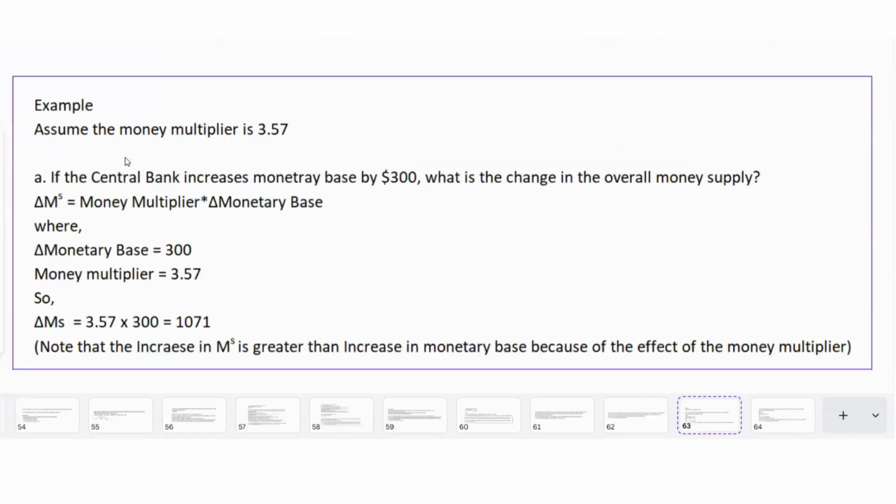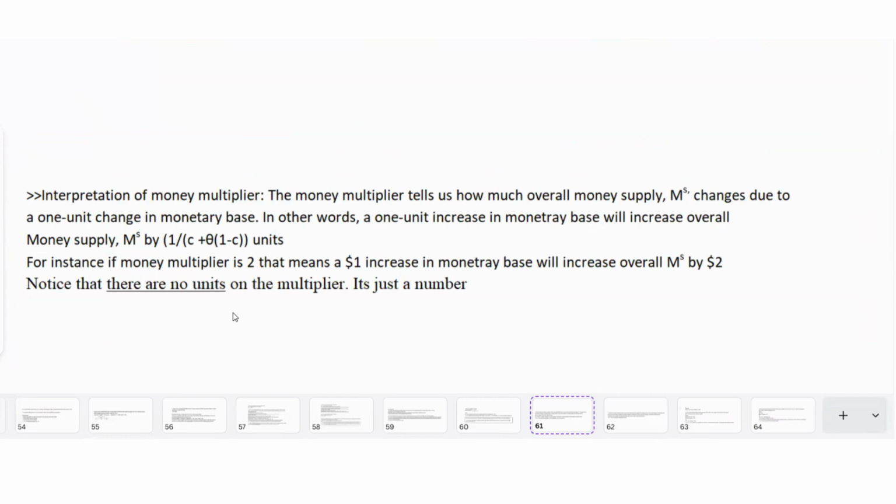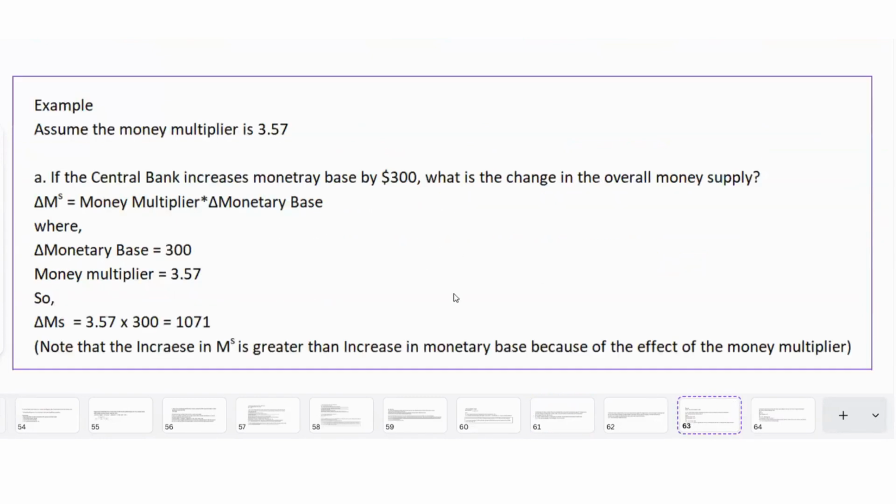So let's look at an example. Assume the money multiplier is 3.57. What does this tell us? If we go back to the interpretation, this tells us that a $1 increase in monetary base will increase overall money supply by $3.57 if the units we're looking at are dollars.